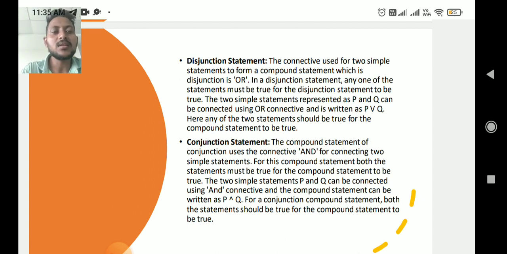Conjunction statement. The compound statement of conjunction uses the connective "and" for connecting two simple statements. For this compound statement, both the statements must be true for the compound statement to be true. The two simple statements P and Q can be connected using the "and" connective, and the compound statement can be written as P ∧ Q. For a conjunction compound statement, both the statements should be true for the compound statement to be true.